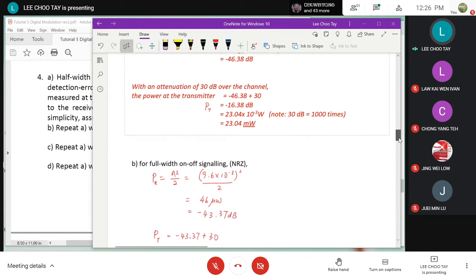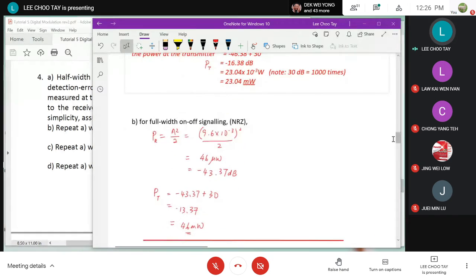Again, to calculate the power at the transmitter, you just add 30 dB. Or actually this one multiplied by 1000, then you get 46 milliwatt.